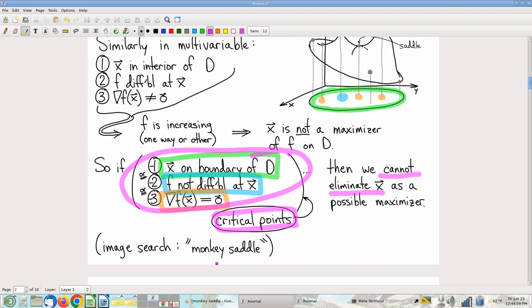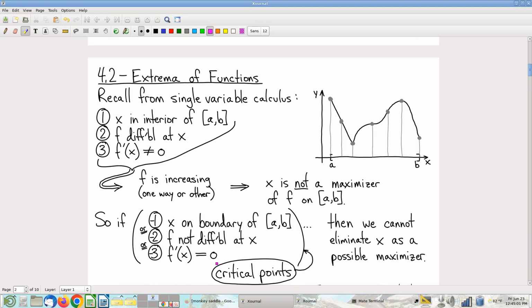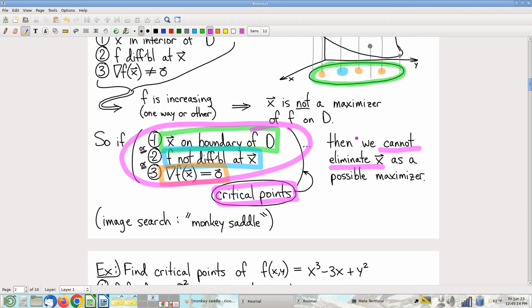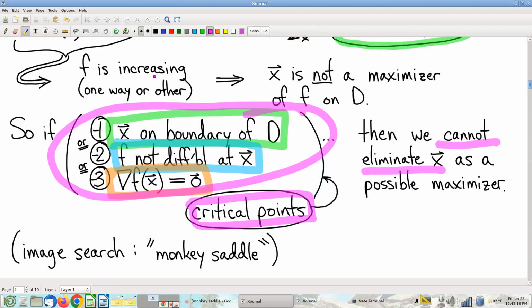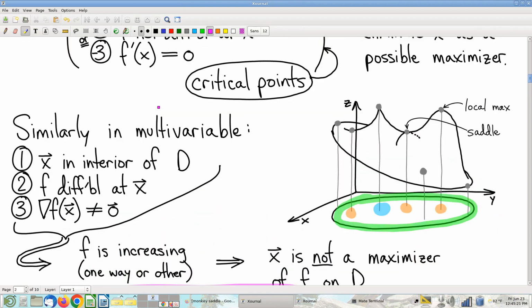Now, what do critical points look like? Well, there's a pretty short list of possibilities. If you're in single variable calculus, a critical point might be an inflection point, or it might be a maximum, or it might be a minimum, right? There's a short list of possibilities. In multivariable, there's a lot more possibilities. There's maxes, there's mins.